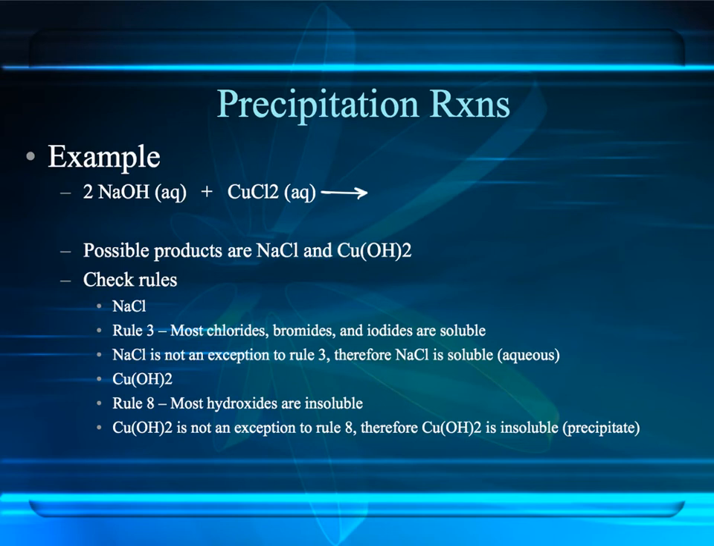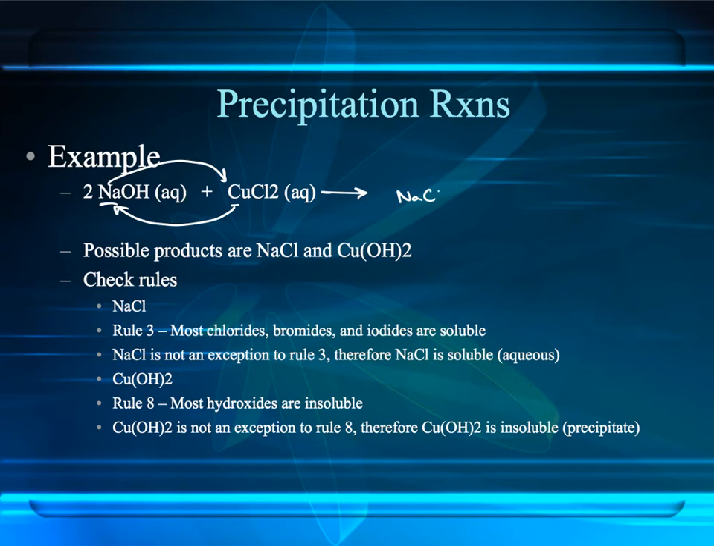So let's take a look at our example here and show you how I knew which thing was actually going to form. Well, we know this is a double replacement reaction. We know the sodium and the copper are going to switch places if something's going to happen. They're all aqueous. We know our possible products here are aqueous sodium chloride, and, well, actually, we don't know the aqueous part yet. I'll go ahead and erase that.